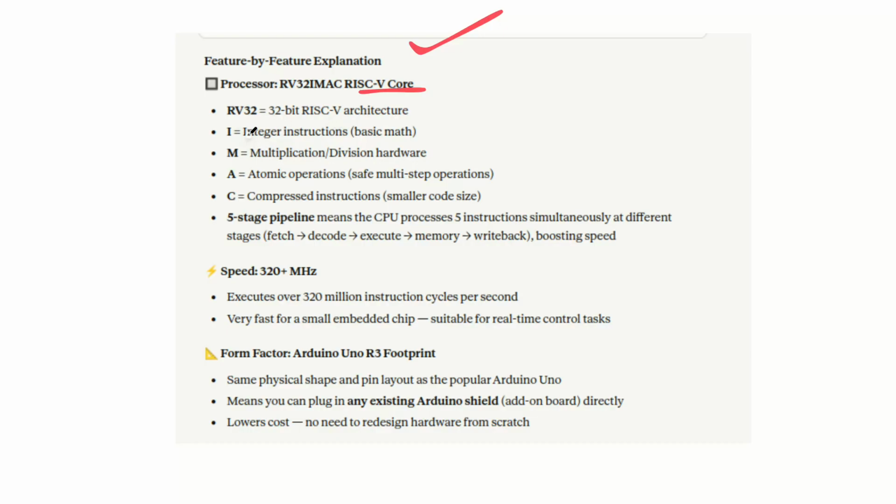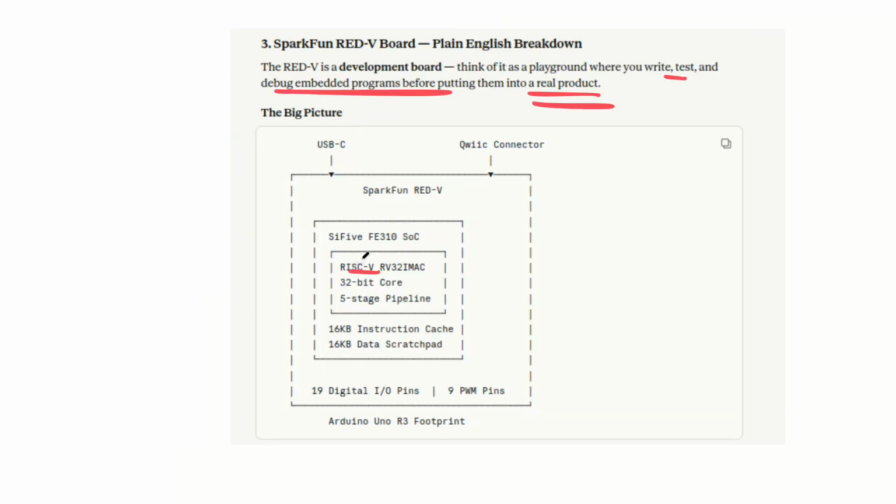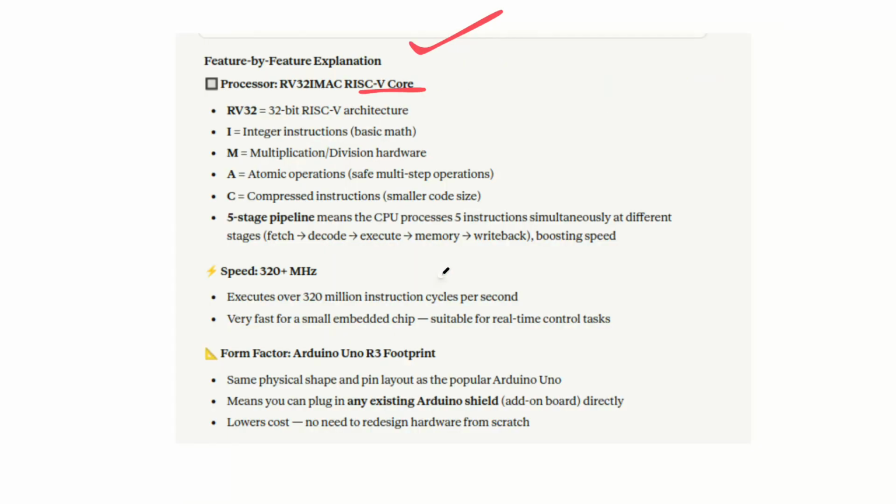So here, RV32 means what? It is a 32-bit RISC-V processor, that is, a 32-bit core. Now I means integer instruction, M means multiplication or division hardware, A is atomic operation, C is the compressed instructions.